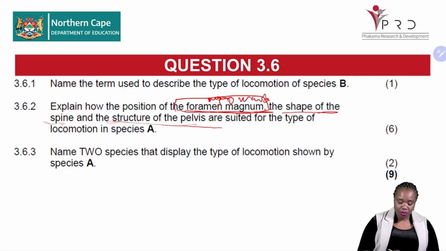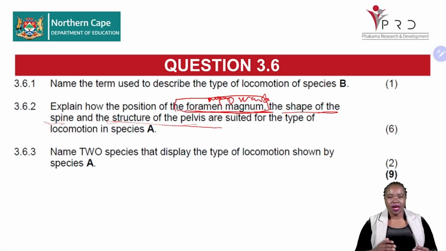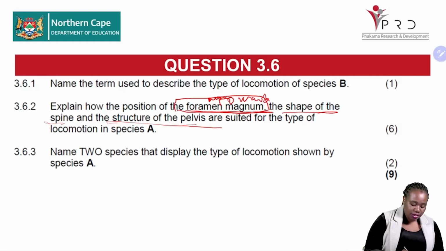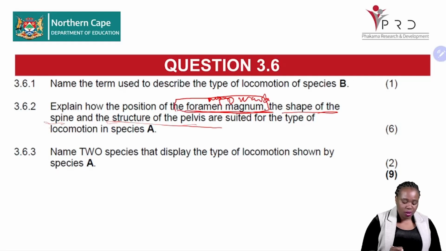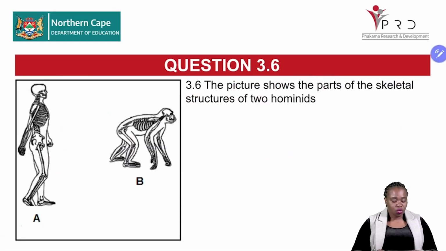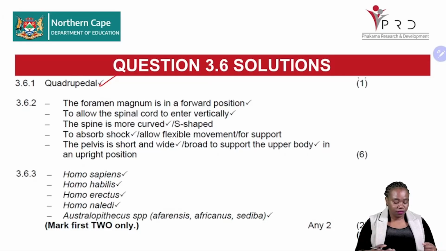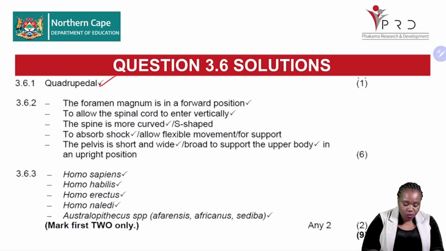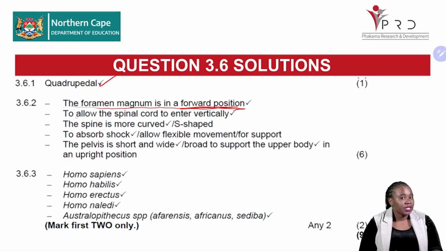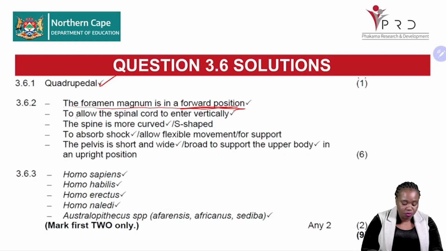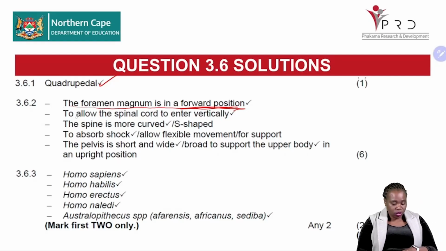Right. And then with the shape of the spine, you would see that these organisms are showing that the spines are different in shape, right? Here you would see that this one has a more S-shaped spine, whereas this one has a more C-shaped spine. So that is what makes these spines a bit different from each other, right? So the foramen magnum is in a forward position and it allows the spinal cord to enter vertically, right? And then the spine here is S-shaped, whereas the spine of the other organism is C-shaped. So that allows for the absorption and flexible movement as well as support, right?